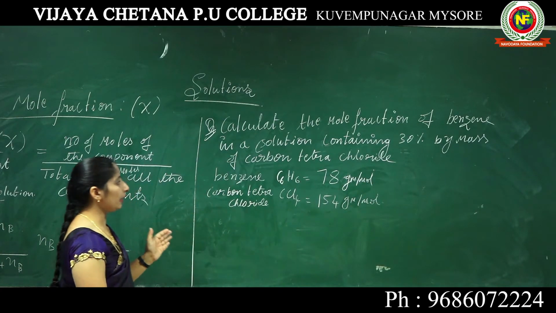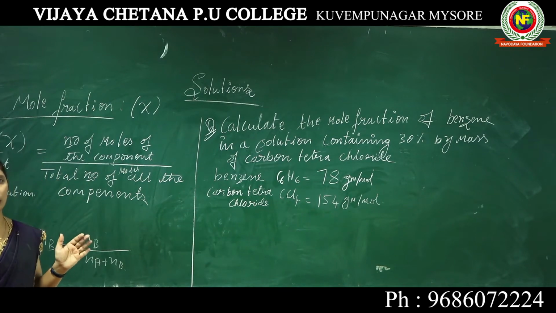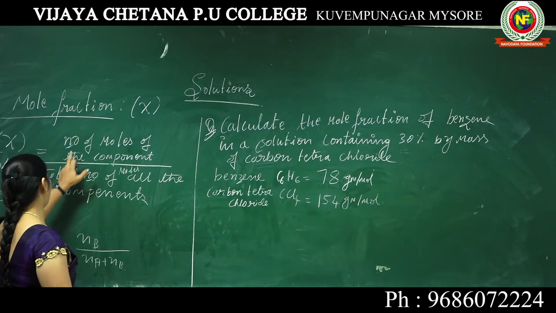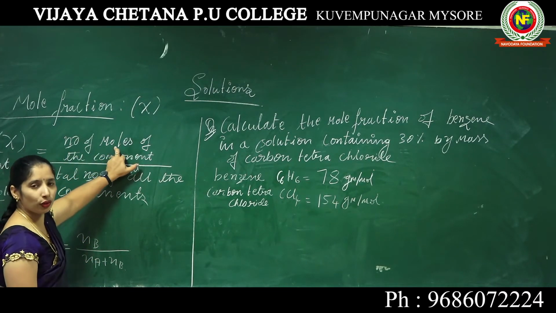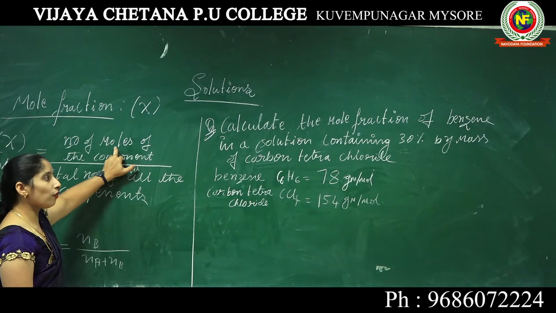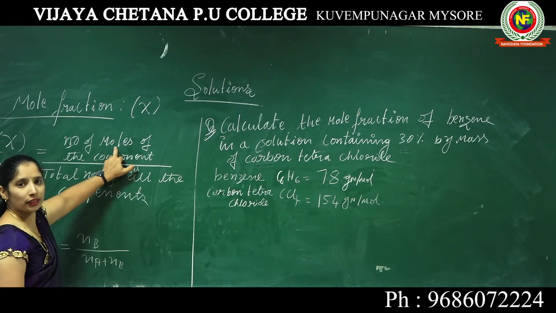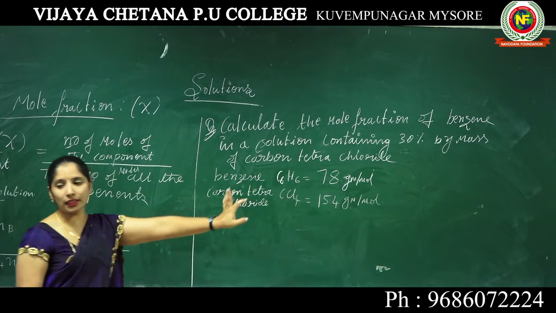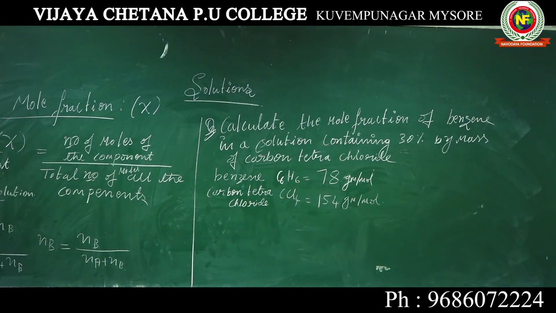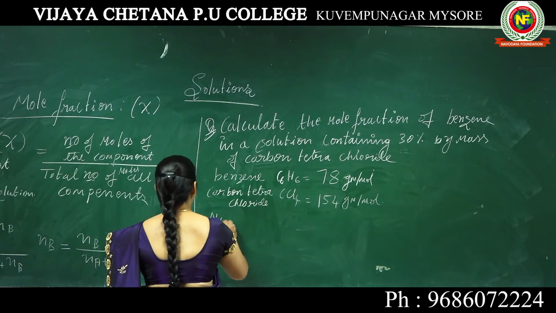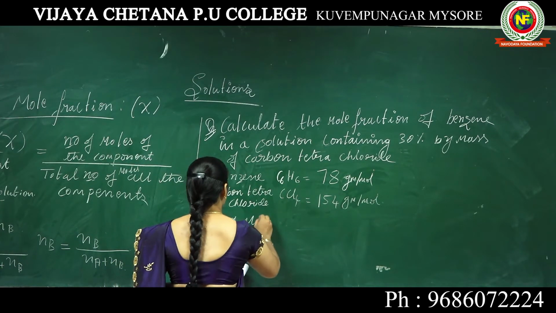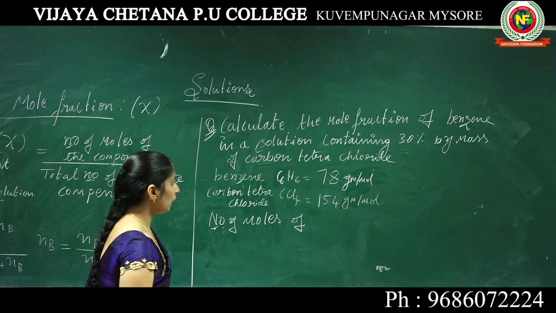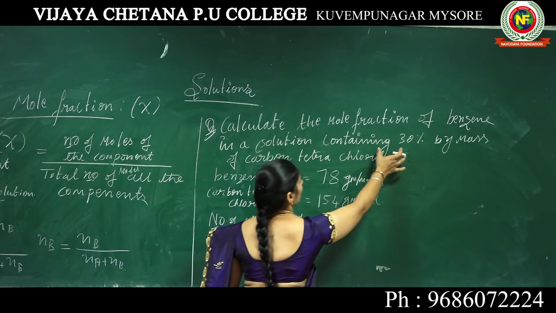So now you have to find out its moles. First you have to find out the number of moles. We know how to find out the number of moles. The number of moles is nothing but weight by its molecular mass. So how to write this one? The number of moles of, first we take the number of moles.